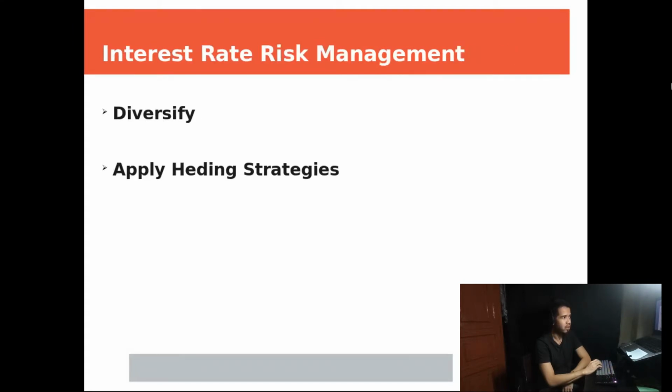And lastly, interest rate risk management. Of course, you must diversify because diversifying, as we know, reduces the risks overall in the investment. But don't focus too much on diversifying. Also use technical and fundamental analysis before you invest in something. Then apply hedging strategies.